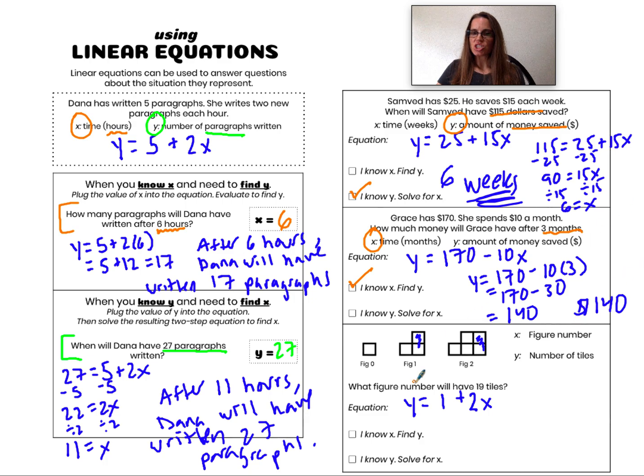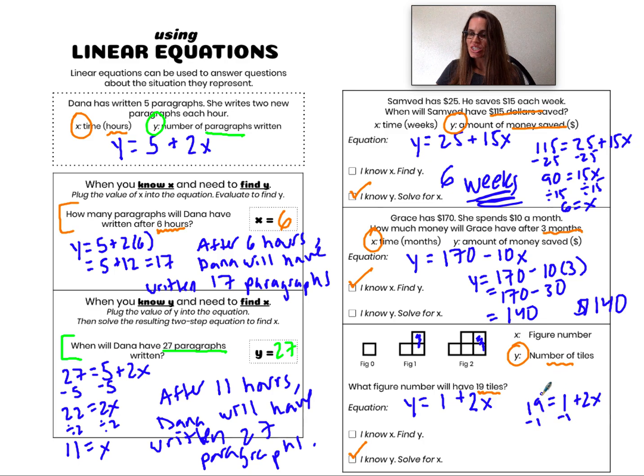Now for my question, what figure number will have 19 tiles? Is 19 tiles the figure number? No, it's the number of tiles. That means I'm given y and need to solve for x. So I'm going to plug 19 in for y, and I'm going to solve for x. 19 equals 1 plus 2x.